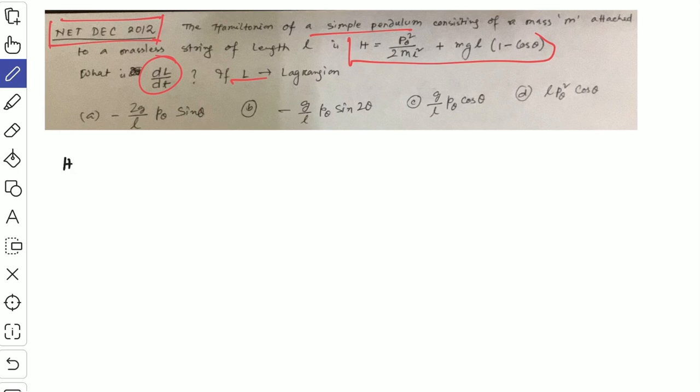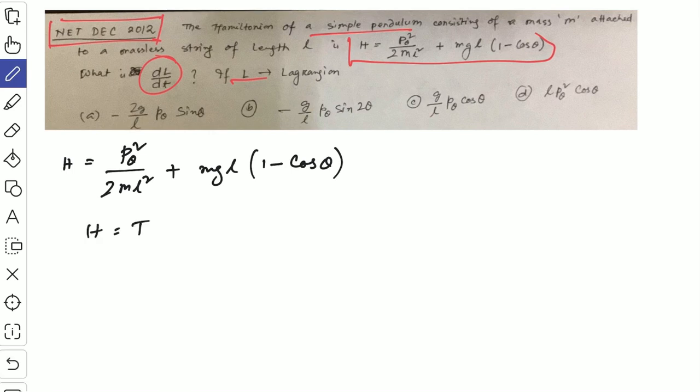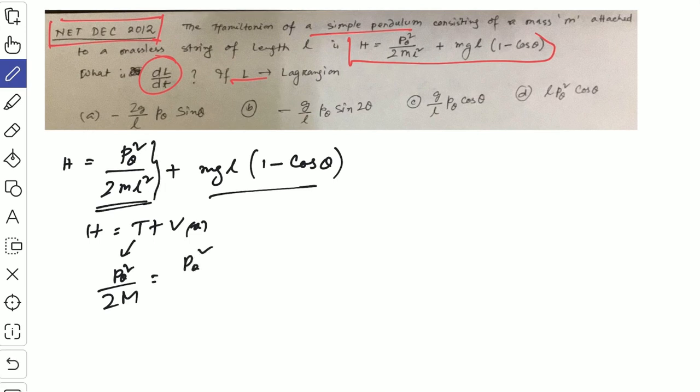Let me choose the black. H is equal to p theta square by 2ml square plus mgL(1 minus cos theta). So if you compare with H is equal to T plus V, this is the kinetic energy term. Here is the potential, isn't it? I have told you in the last problem that T should be considered as p square by twice m. So here instead of p we will consider p theta. So this term is given here, p theta square by 2ml square. Then if you simplify, you will get m is equal to ml square, sorry, not 2, only ml square.